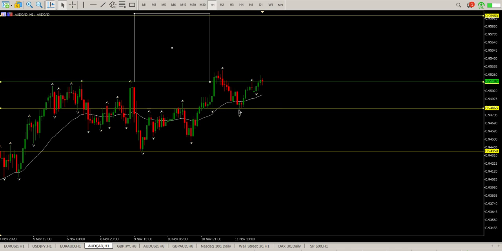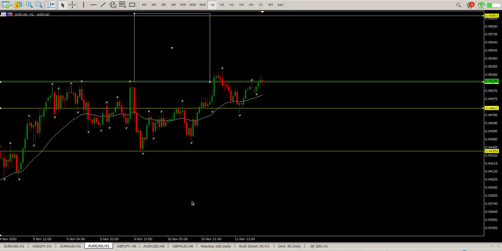Bit of a pin bar, that probably was a pretty decent area to get long, but for me I'm looking for this to clear. So still waiting for this to break, so I'm looking for 0.95174 to break, come back, retest, hold that level, then we look for the measured move. And your stop area is going to be one of these two swing lows here.